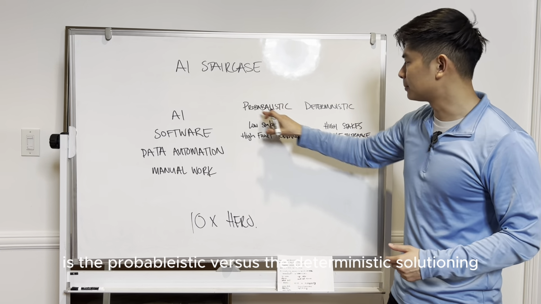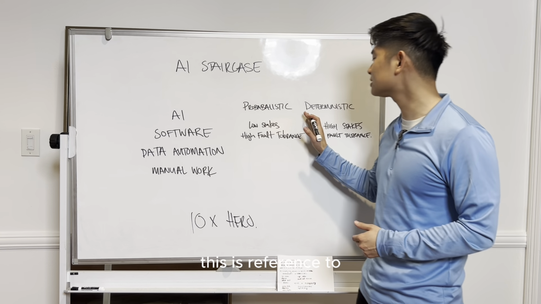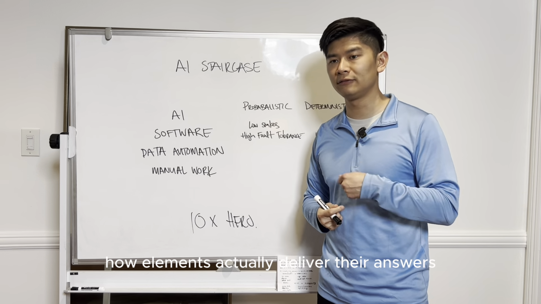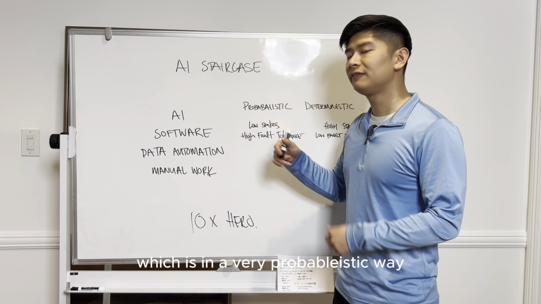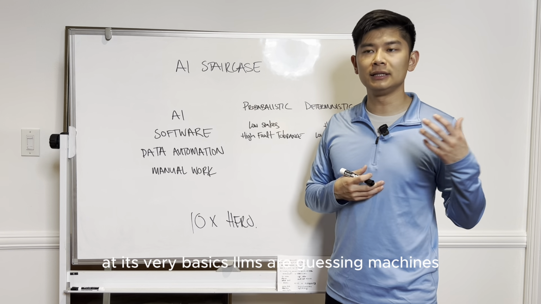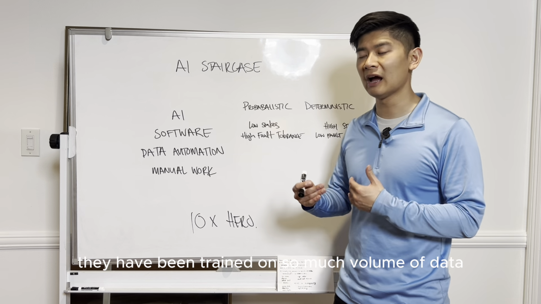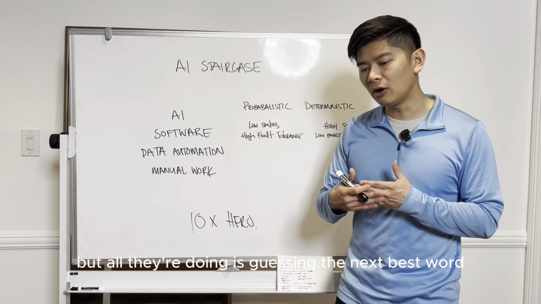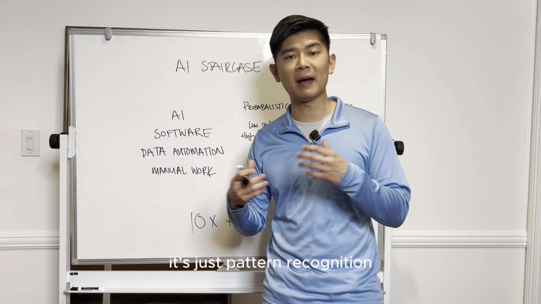Over here is the probabilistic versus the deterministic solutioning. This is in reference to how LLMs and AI models deliver answers, which is in a very probabilistic way. At its very basics, LLMs are guessing machines. They have been trained on so much volume of data, but all they're doing is guessing the next best word. There's not a lot of logic underneath, it's just pattern recognition.